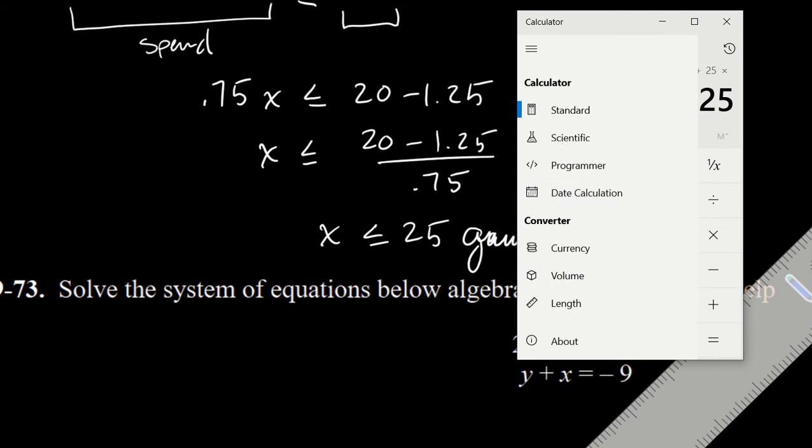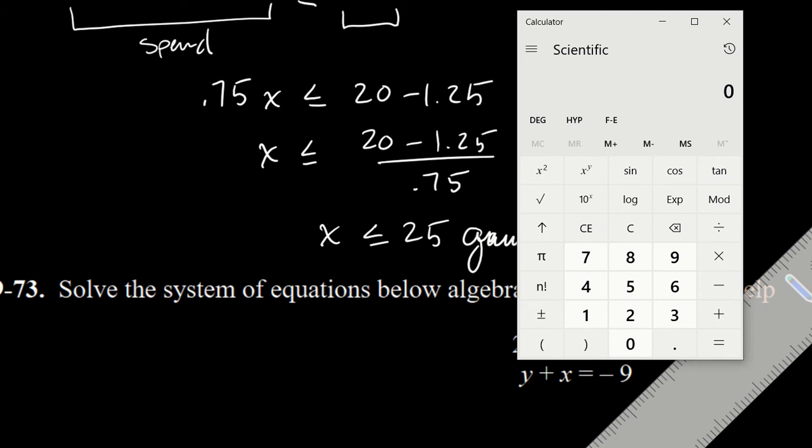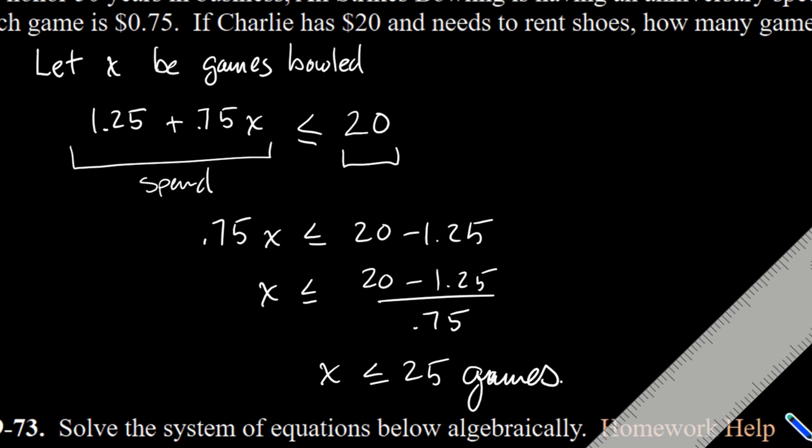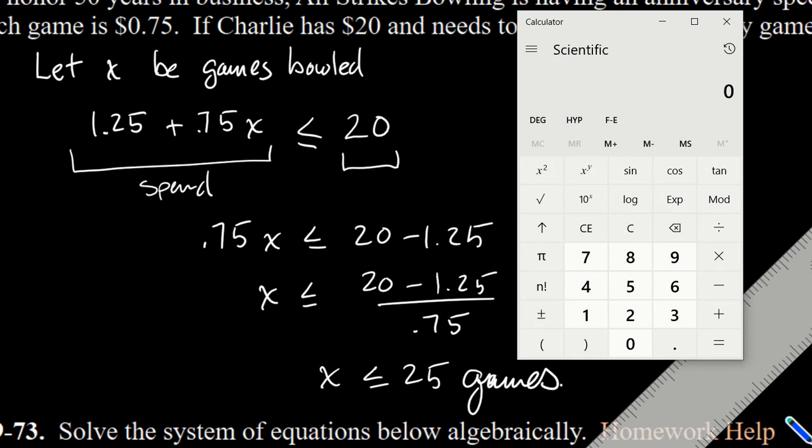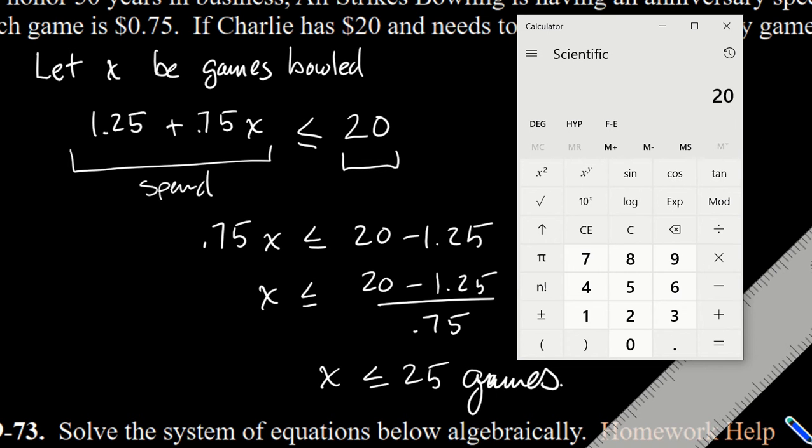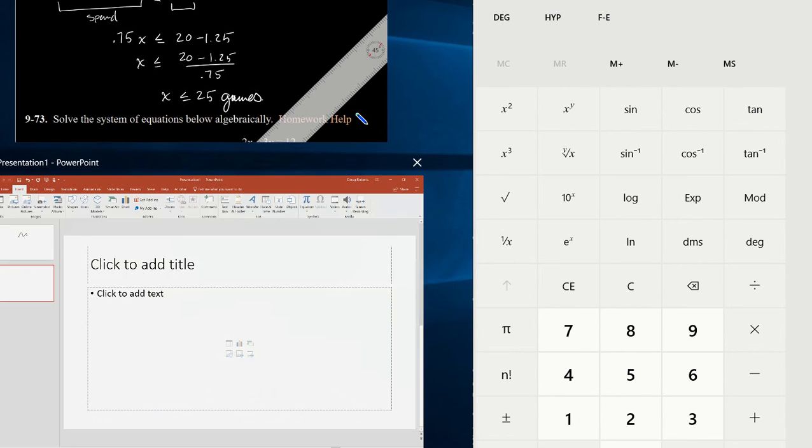This is standard. This calculator is not scientific. Let me jump to scientific. You always got to be kind of paying attention to what your calculator does. And that was not doing order of operation. I could see that. So I'll take $1.25 now, and I'm going to add to that 0.75, 75 cents times 25. So you can see it didn't do this. It's waiting to do this multiplication and then add the $1.25. And I get $20.